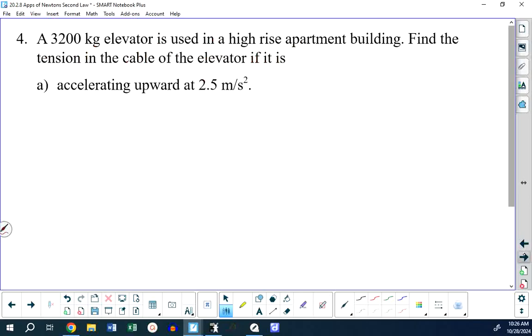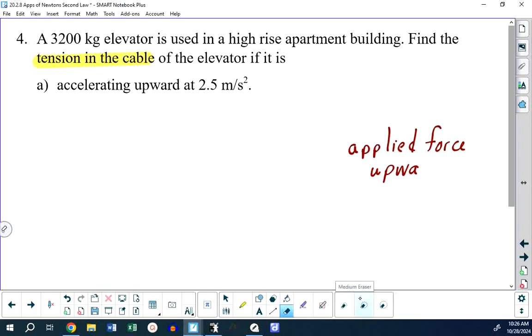And if I've planned things right, this should be the final example. It is. So we have a 3,200 kilogram elevator. What is the tension in the cable? So before we start, the tension in the cable will be the applied force upward.